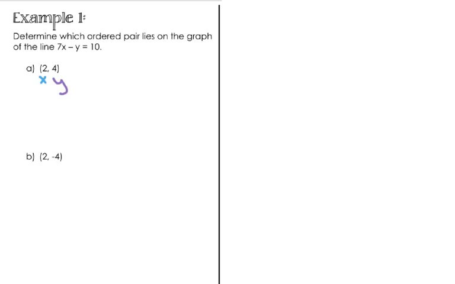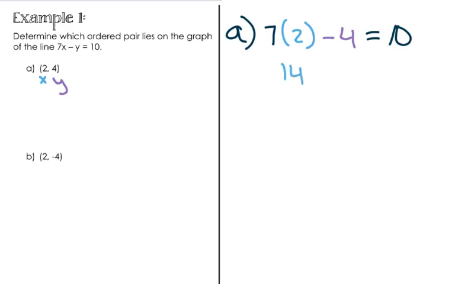So I would essentially have 7 times 2 minus 4. And I want to know if it equals 10. This is just like checking our work when we solve equations. So 7 times 2 is 14. 14 minus 4, is that 10? Well, yes it is. So A lies on the graph.